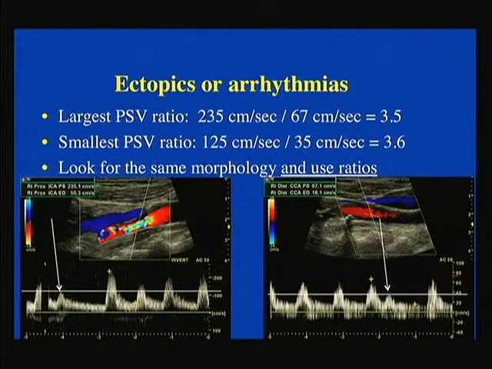And some people would say you can still use the peak systolic velocity by itself because of the following argument. That beat that has the highest peak is the best cardiac beat that patient can do. That's the highest cardiac output. That means it's closer to normal physiologic baseline.